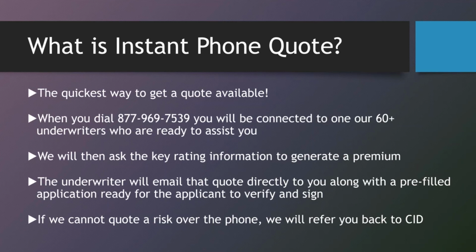We're going to ask you the key rating and eligibility questions, probably 8 to 10 questions to generate a premium. We're going to verbally present that quote to you, and then we are going to send you a copy of that quote. Best part is you're going to get a pre-filled application. So everything you answered over the phone with that underwriter is pre-filled into that app, sent to you along with the quote. You're going to get it in a clean email right at the end of that call.